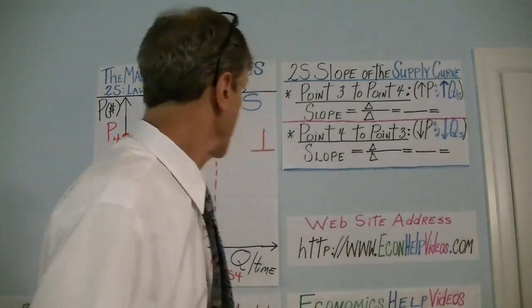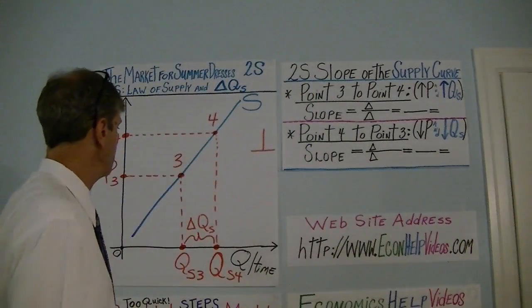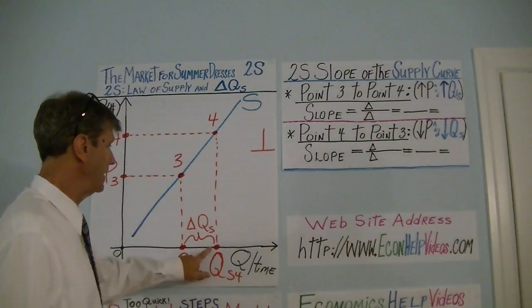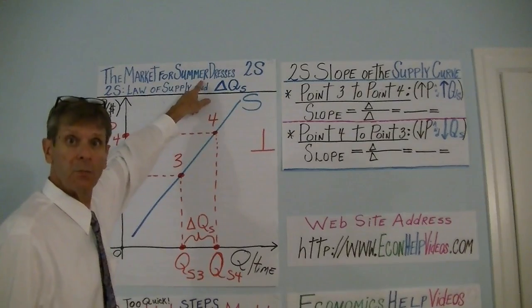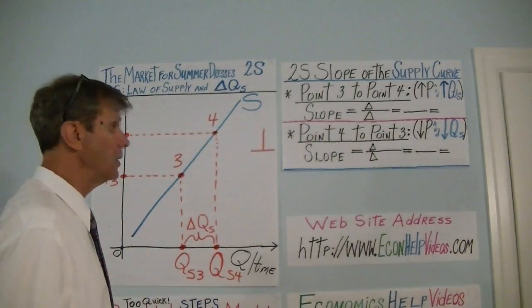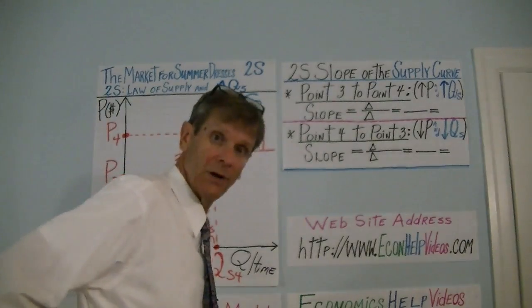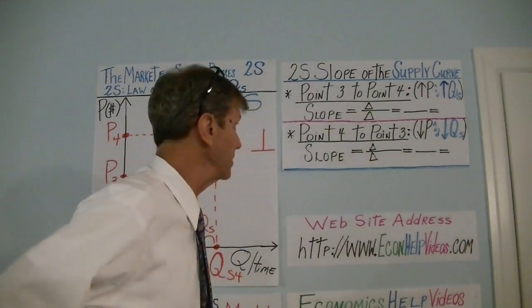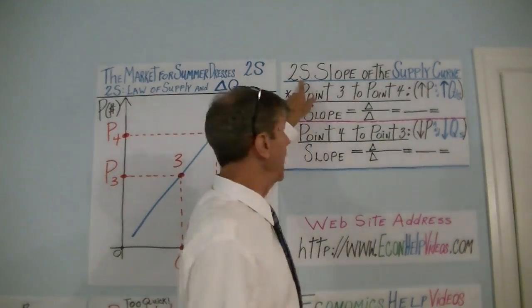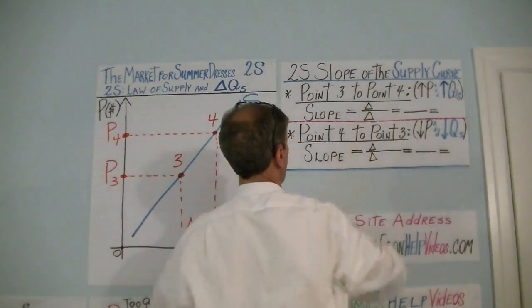Okay? So we talked about that on 1S, and I'm going to show you it over here again in a moment. Okay? So going from point 3 to point 4. The only variable that will cause a change in the quantity supply of summer dresses, that's the marketplace we're in, is a change in the price of summer dresses. Okay, let's go over the slope, and what'll pop out is the law of supply will come up again. So 2S, that's what we're working on now, the slope of the supply curve.